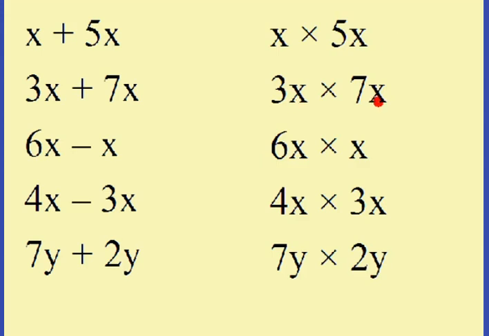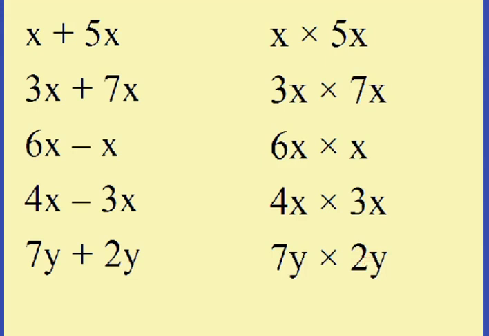3x times 7x, I would do 3 times 7, which is 21, and x times x is x squared, so it would be 21x squared. 6x times x would be 6x squared. 4x times 3x, I would do 4 times 3, which is 12. X times x is x squared, so it would be 12x squared. 7y times 2y, I would do 7 times 2, which is 14, and y times y, which is y squared, so it would be 14y squared.